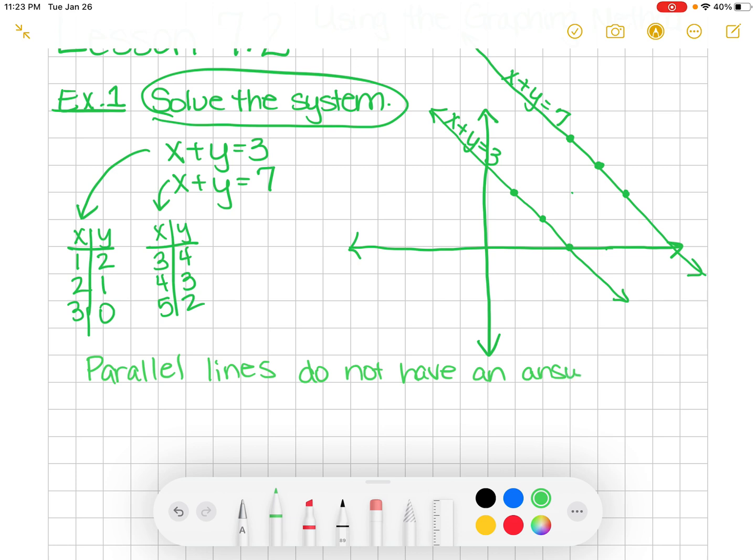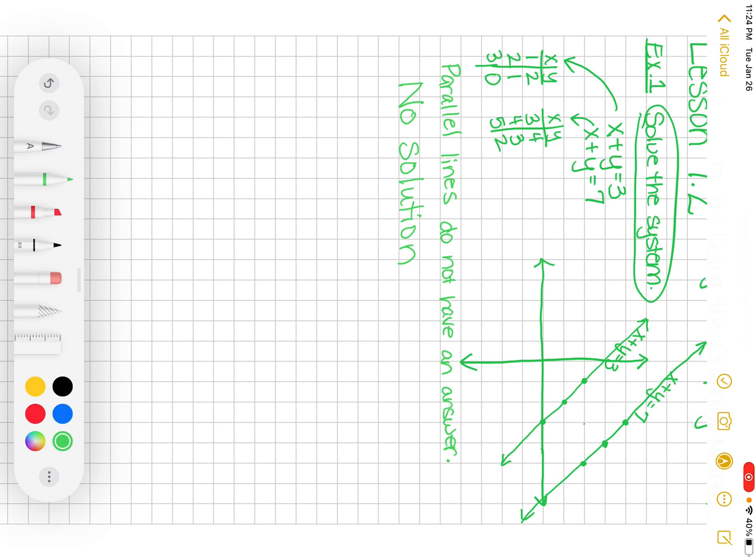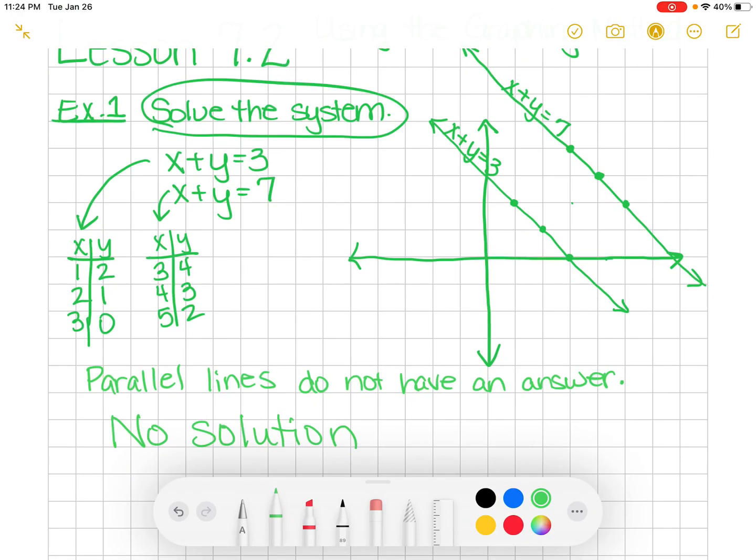So in order, how you will say that as your answer is you will say no solution, right? That's the same as no answer. A solution is an answer. And so this is my answer on here, is no solution. And then I'm going to box that because that's my answer.